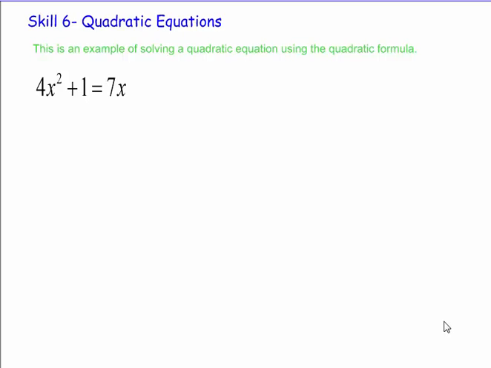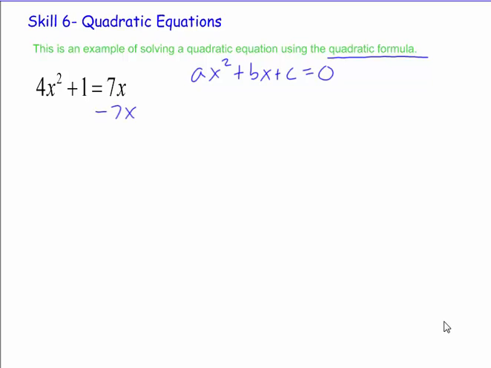This is our first example for skill number 6, solving quadratic equations. In this example, we will be using the quadratic formula. Now, in order to use the quadratic formula, our equation needs to be in standard form. Standard form is ax squared plus bx plus c is equal to 0. So we need that equation to be set equal to 0. It needs to have the highest exponent first and going down.